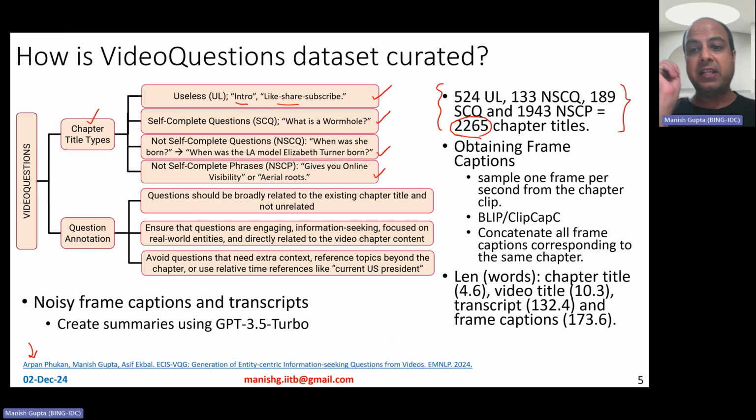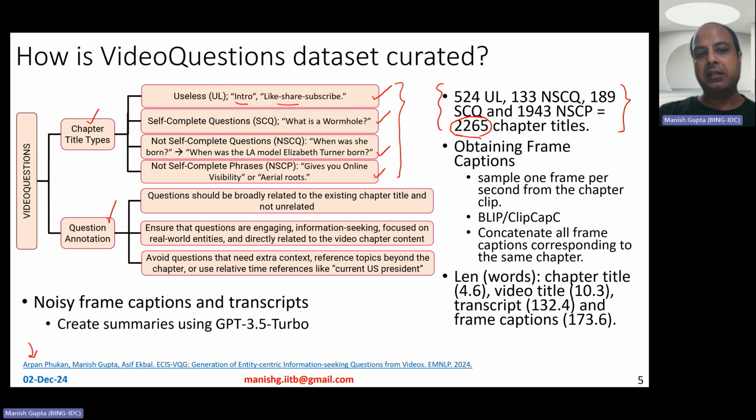Okay. We use this labeled data, by the way, to train a classifier, and I'll talk about that classifier on the next slide, how well that BERT-based classifier performs. But we trained a classifier so as to take a chapter title and classify it into any of these types at test time. Okay. Now, further, for every question, we also got annotations done.